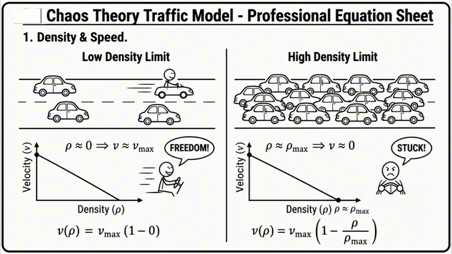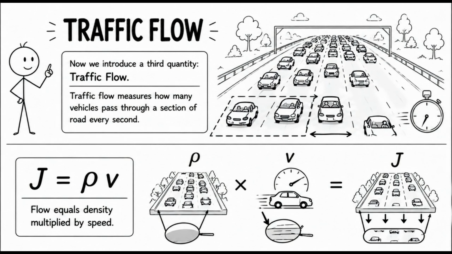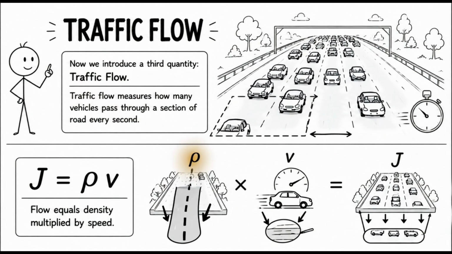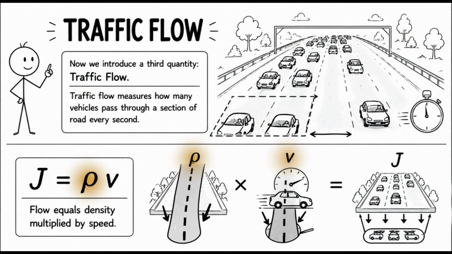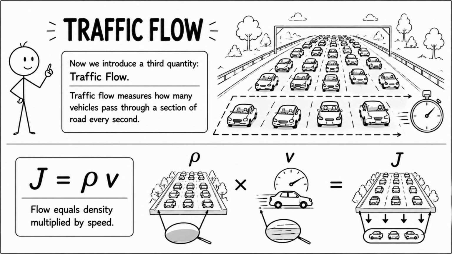So far, we've introduced two important quantities. Density tells us how busy the road is. Speed tells us how fast vehicles can move. Now we introduce a third quantity: traffic flow. Traffic flow measures how many vehicles pass through a section of road every second. J equals rho v. Flow equals density multiplied by speed. The highest flow occurs somewhere between an empty road and a complete traffic jam.